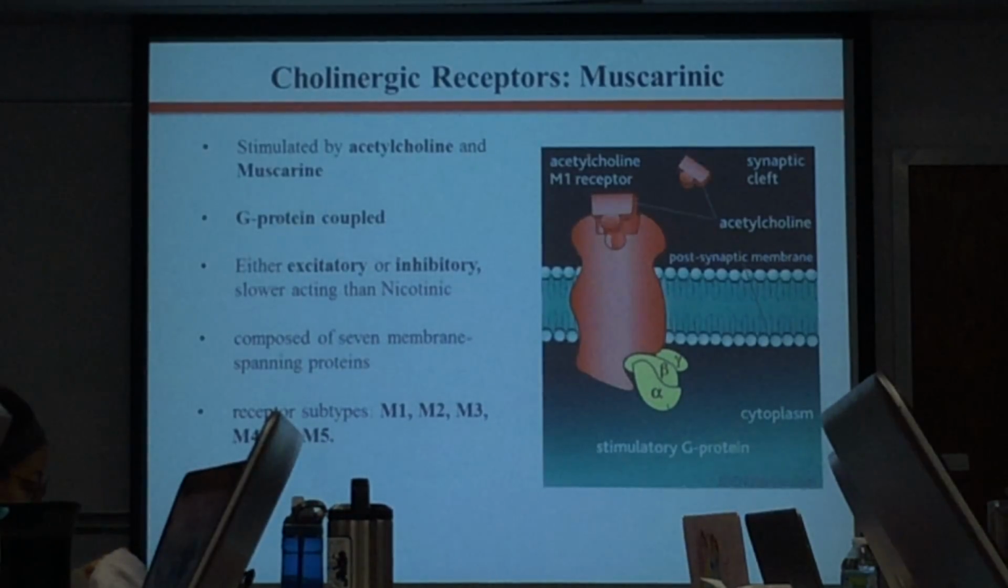In the postganglionic neurons, muscarinic receptors are the primary receptors bound by acetylcholine, so they can be stimulated by acetylcholine or muscarine. It's a G-protein coupled receptor. The nicotinic receptor is an ion channel, right? This is a G-protein coupled receptor. What does that mean? Do you know GPCR? Did you guys learn? Okay. So it can be excitatory or inhibitory, and it's slower acting than nicotinic.